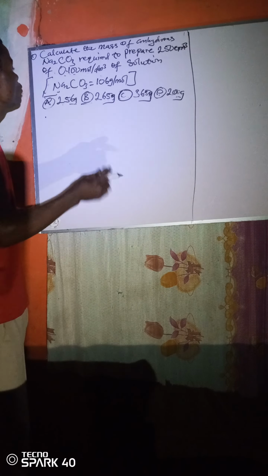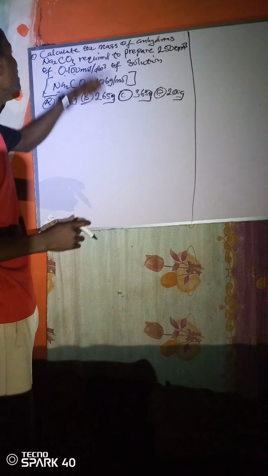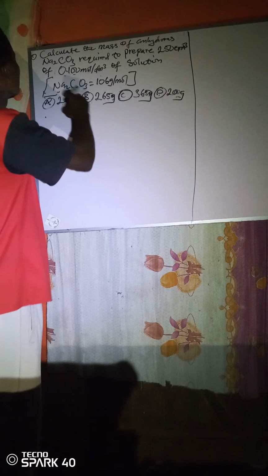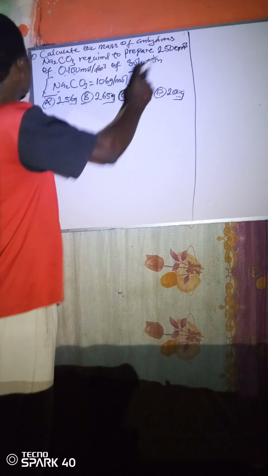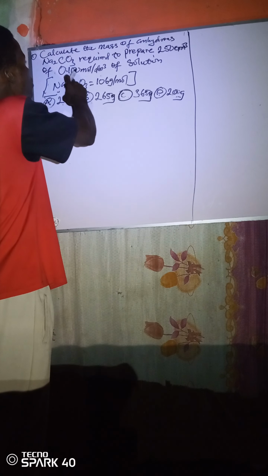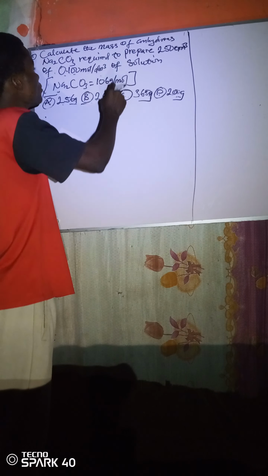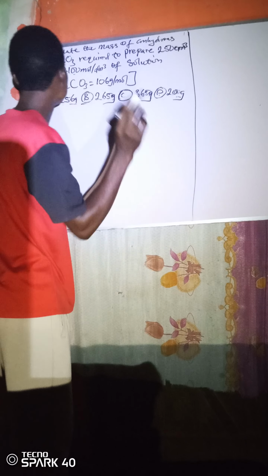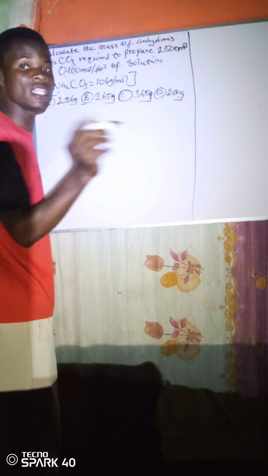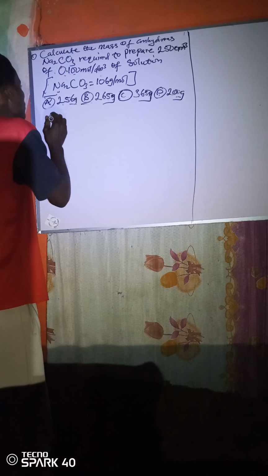After we solve this question, you will know the correct answer here. Now, the question says, calculate the mass of anhydrous sodium carbonate required to prepare 250 cm³ of 0.100 mole per dm³ of solution. Now, if you look at this, the first thing you need to do is list each parameter that is involved in the equation.